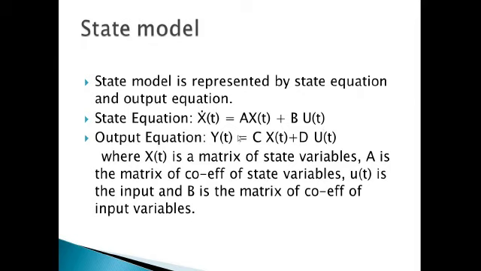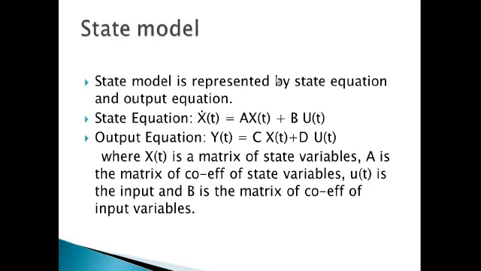So, coming to the output equation, y of t is C into x of t plus D u of t, where C is called the coefficients of the output variable, and D is called the transmission between input and output. That's why C is called the output matrix, and D is called the transition matrix.